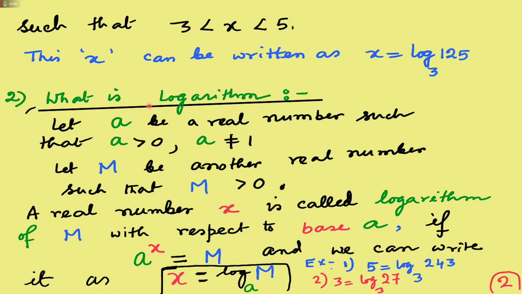Now what is logarithm? Here we are defining the logarithm. Let a be a real number such that a is greater than 0 and a is not equal to 1. That means a is a positive real number which is not 1. Now suppose m is another real number and m is greater than 0. That means m is a positive real number.